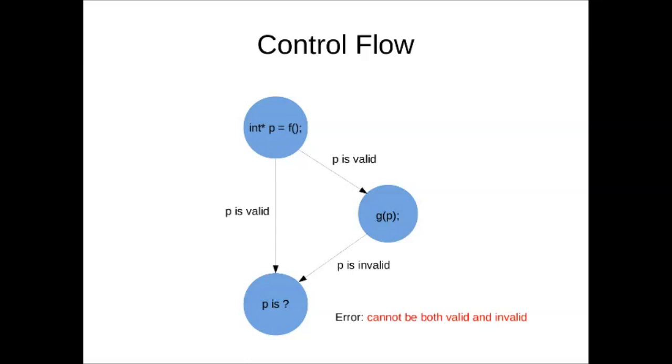The rule is, when multiple control paths merge, the pointers in those control paths must all be in the same state. The pointer values don't need to match, just the states. The states must be all valid or all invalid.